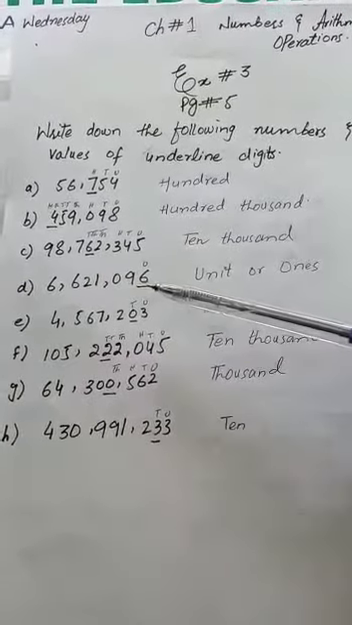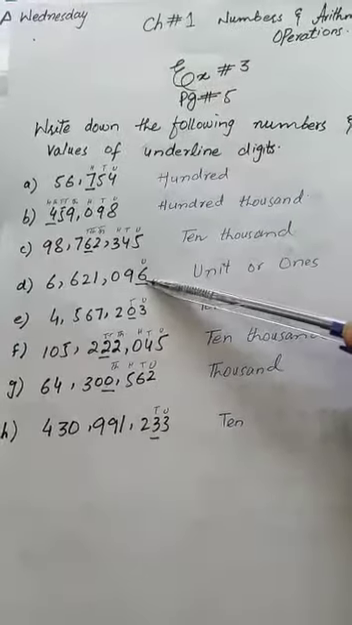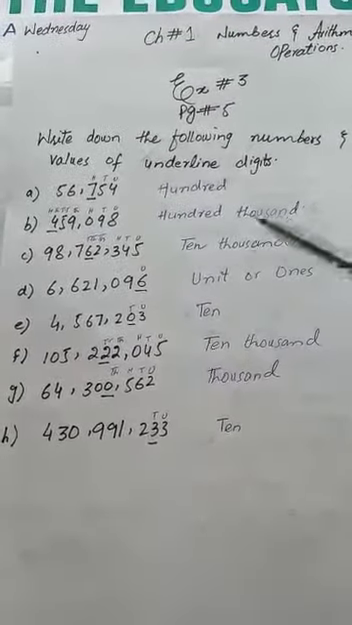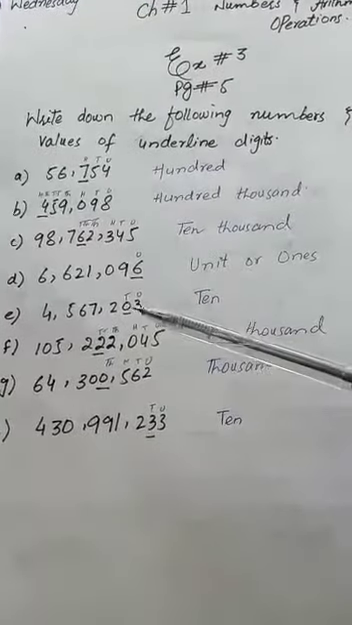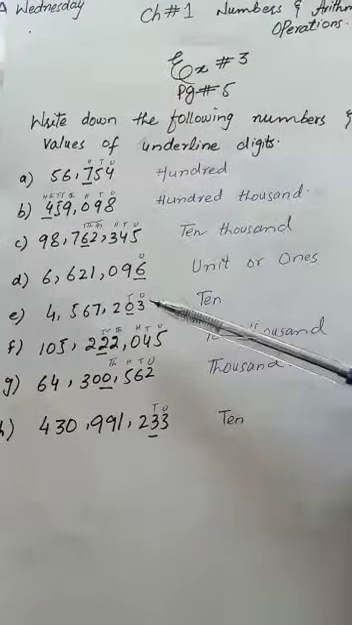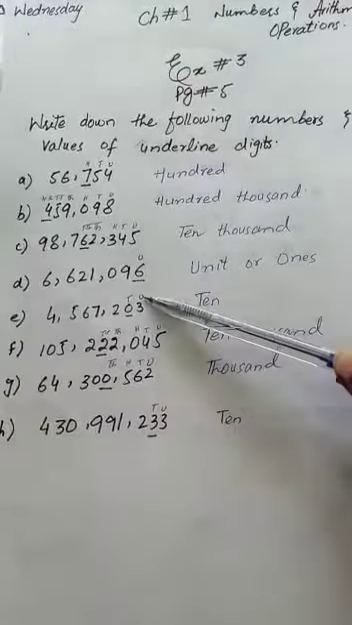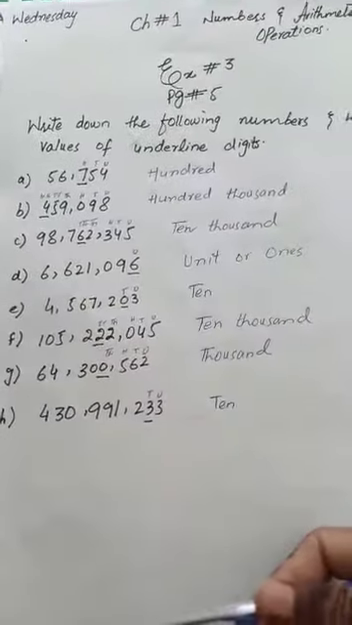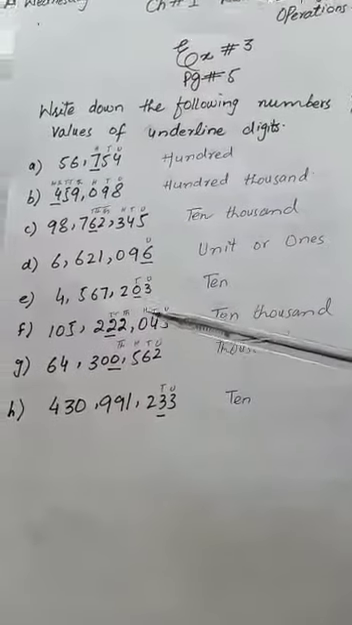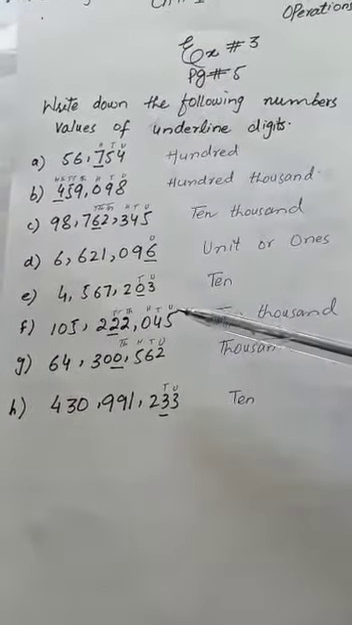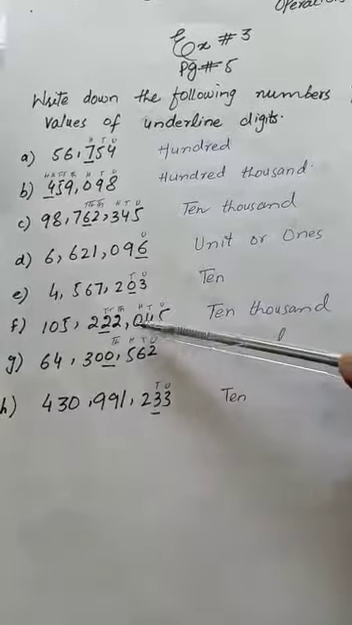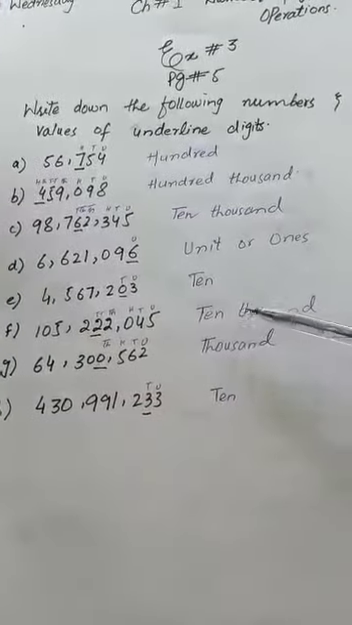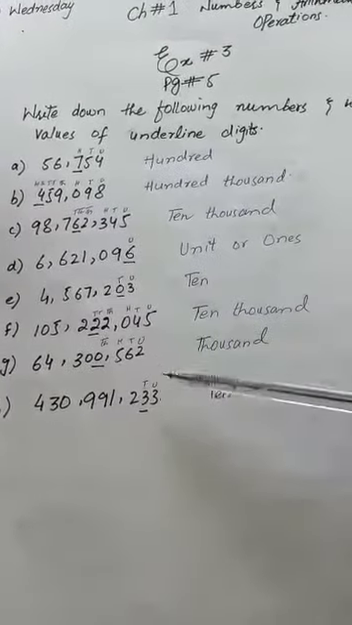In the next part, 6 is on the unit place, unit or ones. In the next part, starting from the right side, unit, 10, 0 is on the 10th place. In the F part, starting from the right side, unit, 10, 100, 1000, 10,000. 2 is on the 10,000 place.